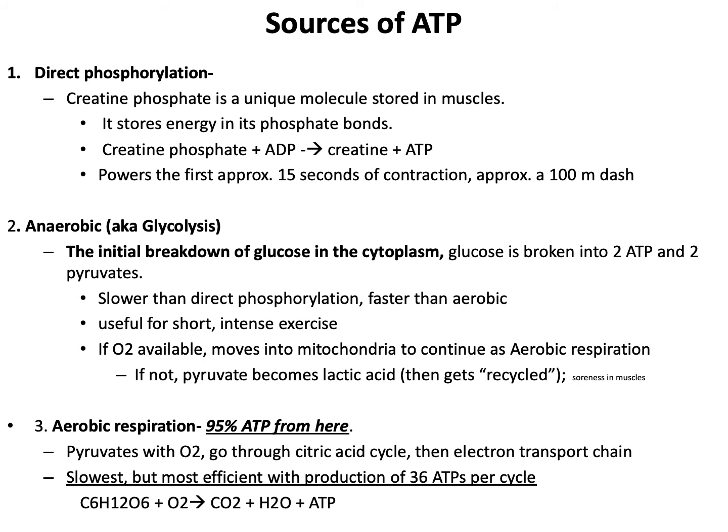You'll learn it in A&P2, but with oxygen and with glucose, we're going to take that into the mitochondria, and the mitochondria is going to make carbon dioxide and water as waste products, but ATP. Approximately 36 ATPs per sugar molecule. That's a lot. So 95% of our ATP comes from the mitochondria.